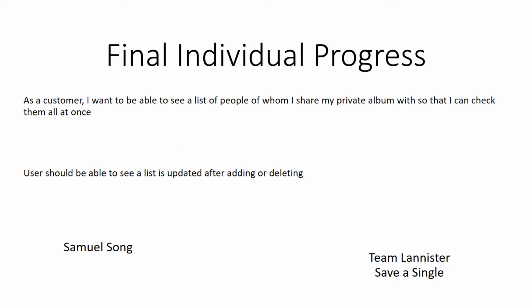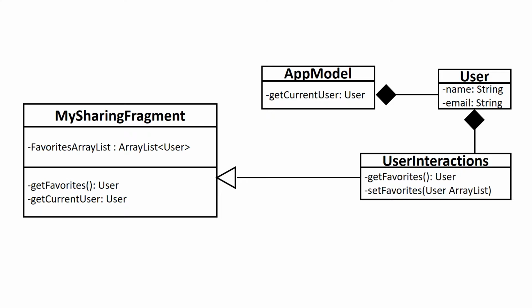Next, as a customer, I want to be able to see a list of people with whom I share my private album so that I can check them all at once. When my sharing fragment is loaded, the new array list will be stored in the local favorites array list using getFavorites. The array list will be shown in a list view using an Array Adapter.